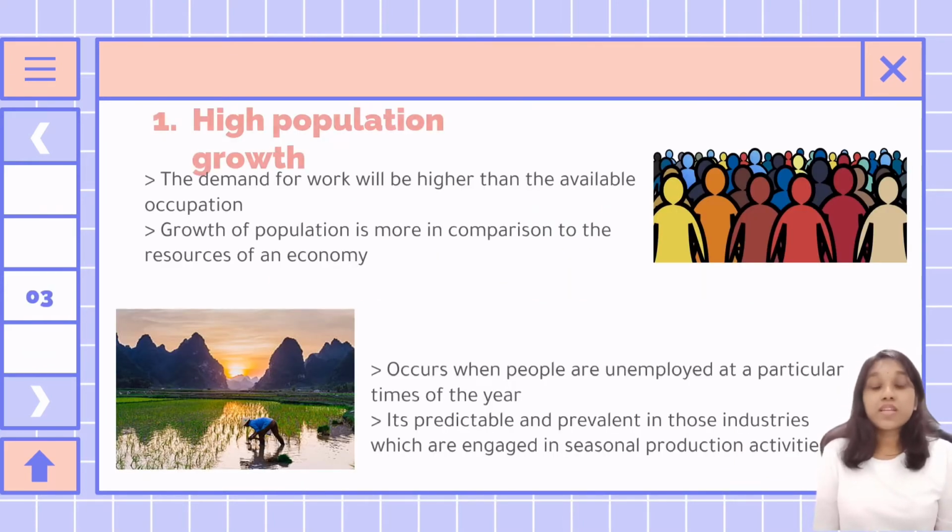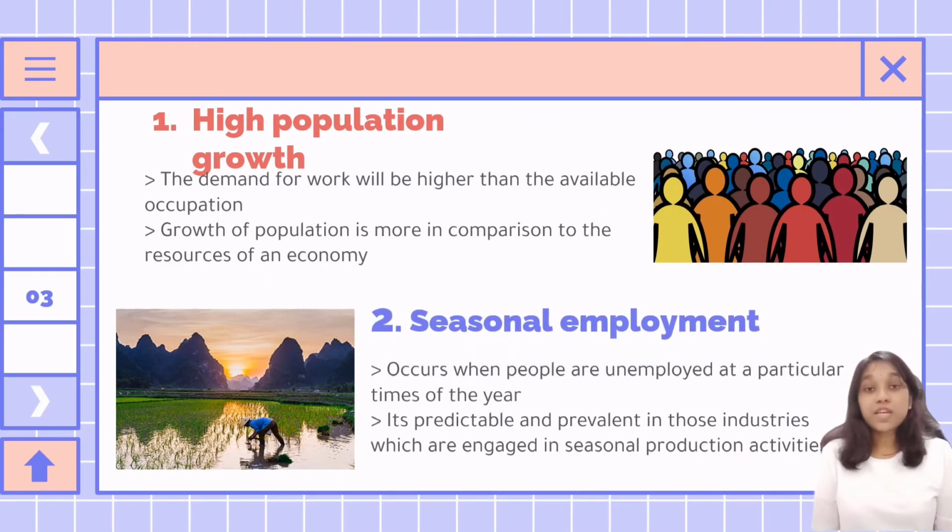There are many reasons why unemployment happens. The first is because of high population growth. Increasing population will lead to higher rates of unemployment.